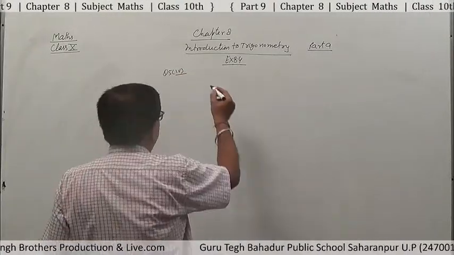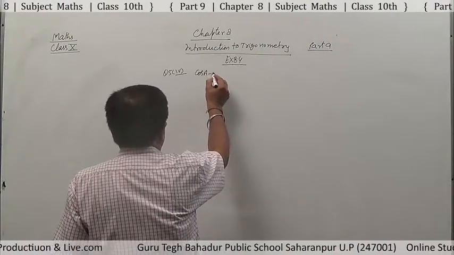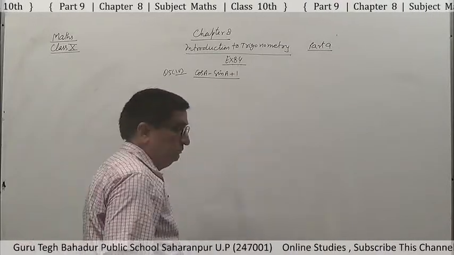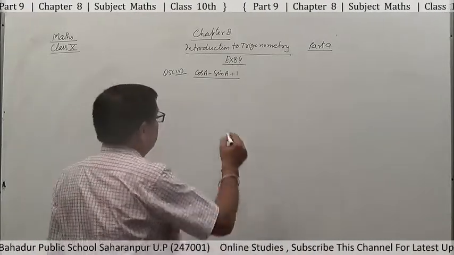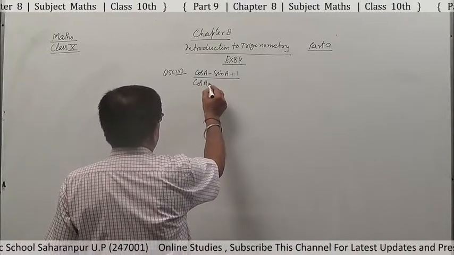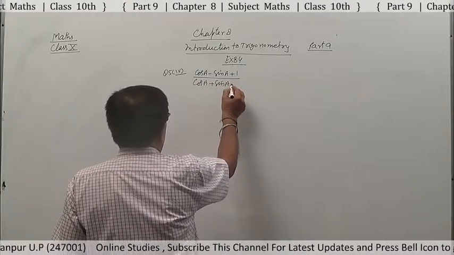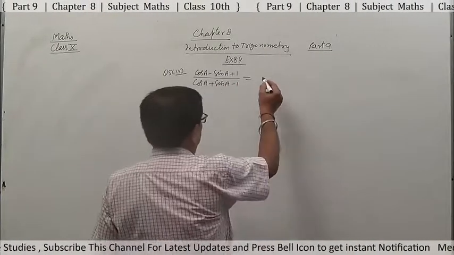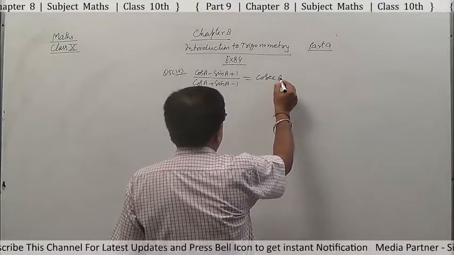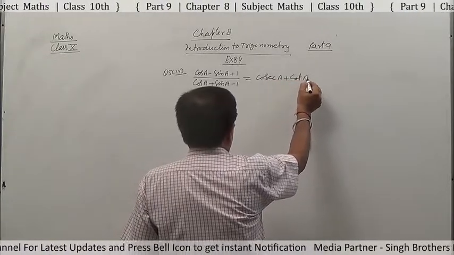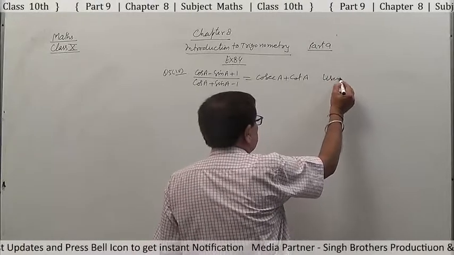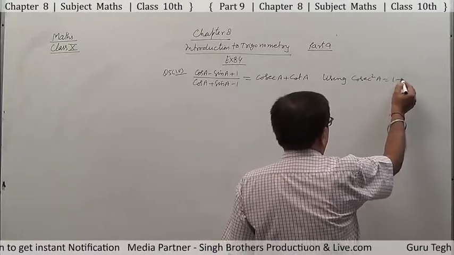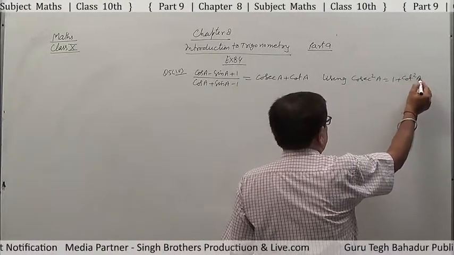Cos A minus sin A plus 1 upon cos A plus sin A minus 1 is equal to cosec A plus cot A. Using cosec square A is equal to 1 plus cot square A.